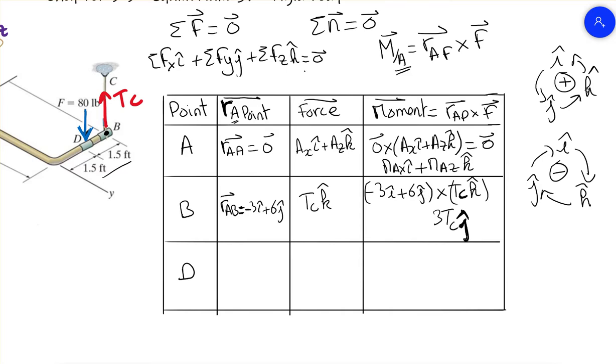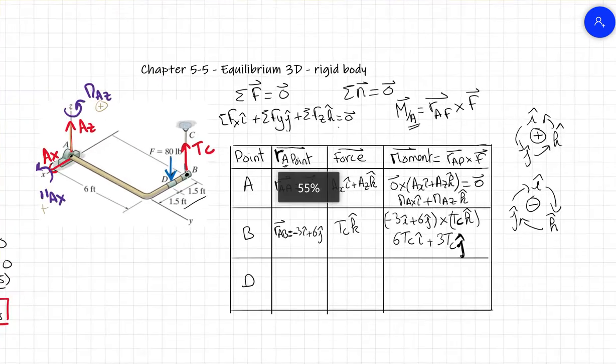So j cross k is plus i hat, so plus, and 6j hat, 6 times TC, so 6 TC i hat. And it's plus. So that's the moment created by the force.